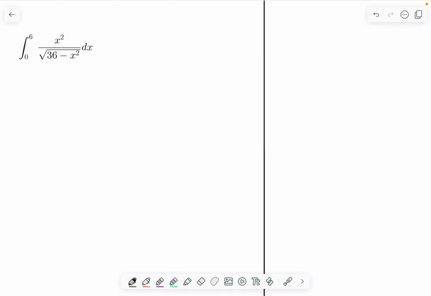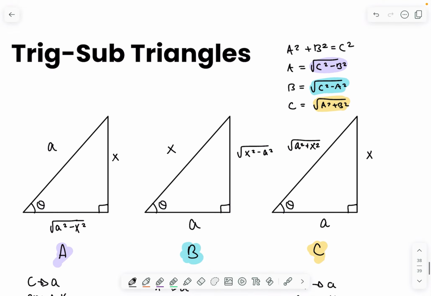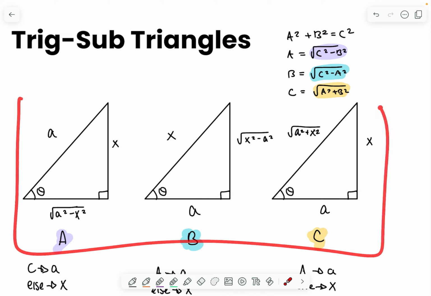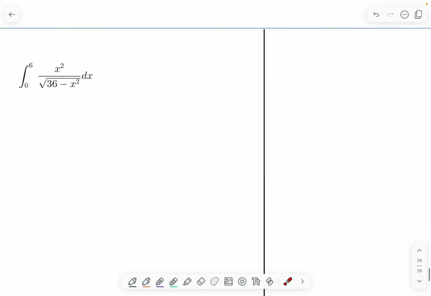This is going to be a trig sub problem. If you haven't watched the video on how to derive the triangles that you need for these problems without memorizing them, go ahead and do that because I'm going to be referencing these triangles throughout the video. And yeah, let's go ahead and get started.